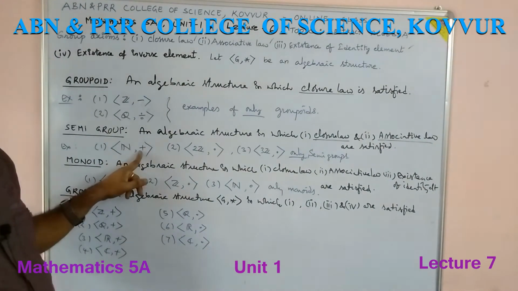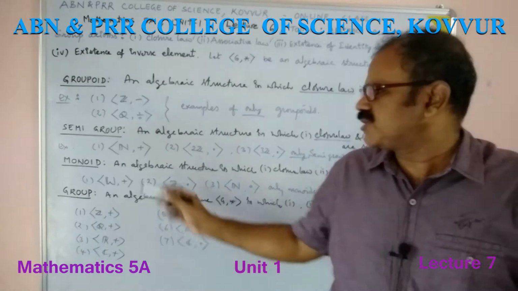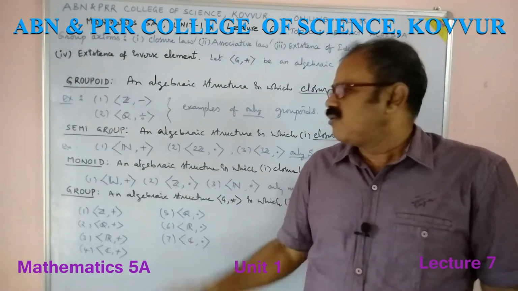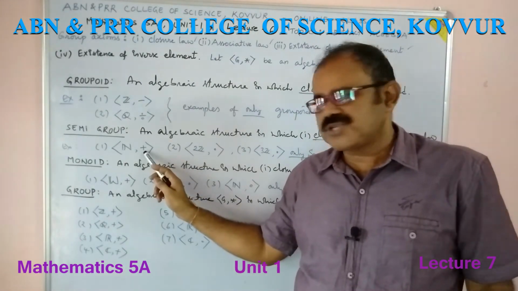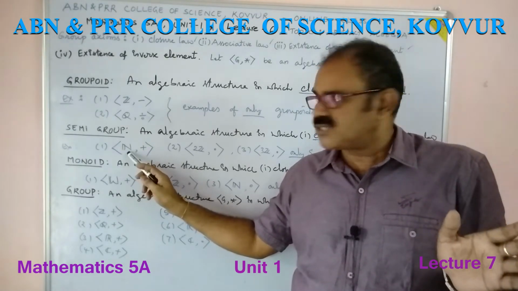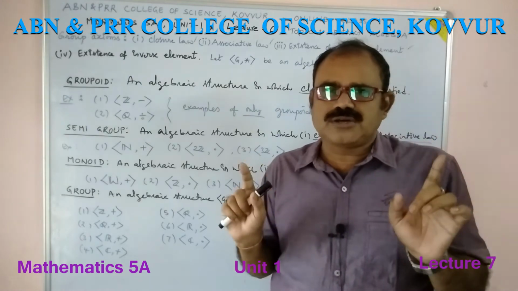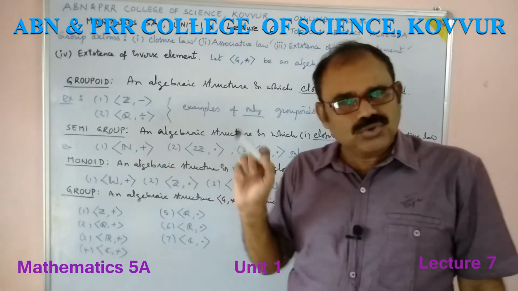N plus, natural numbers with respect to addition. Closure law is clearly satisfied, associative law is satisfied. What about the identity element? With respect to binary operation plus, identity element is 0. 0 does not exist in the set of naturals. Therefore, this algebra structure satisfies only two axioms, closure law and associative law, which is a very good example for only semi-group.